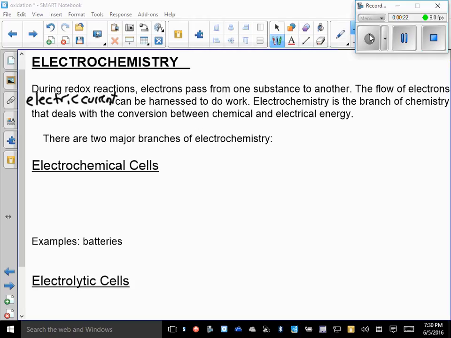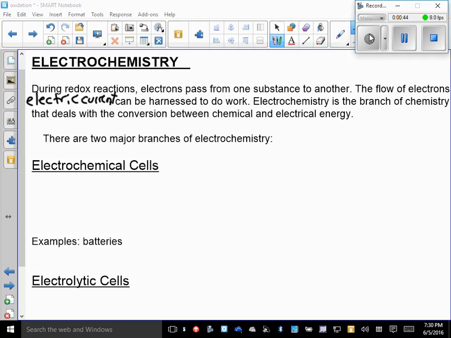Electrochemistry is the branch of chemistry where electric current can be harnessed to do work. We want electrical current. That's why we plug things in. That's why there's batteries. Electrical current does work. Electrochemistry is the branch of chemistry that deals with the conversion between chemical and electrical energy.